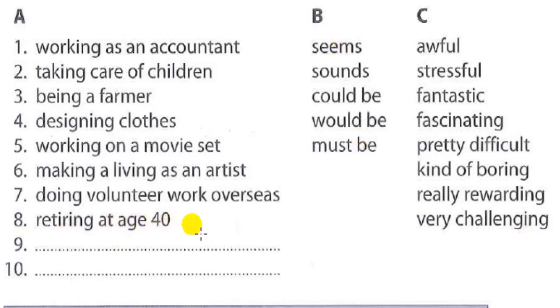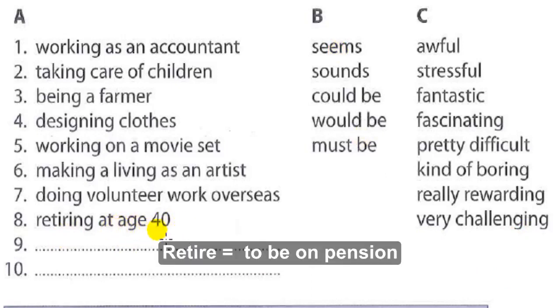Retiring at the age of 40. At age 40, you are 40 years old and you stop working and you don't go to work, you have a pension. So if you're retired and you are 40 years old, this seems of course not fantastic. No, this is of course kind of boring. Retiring at age 40 seems kind of boring.